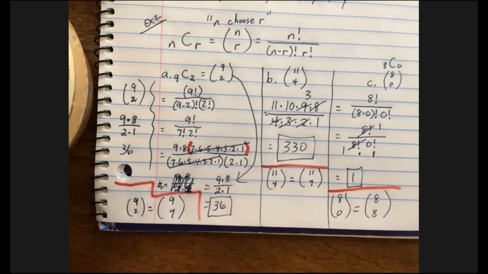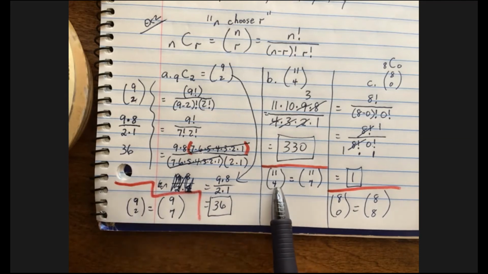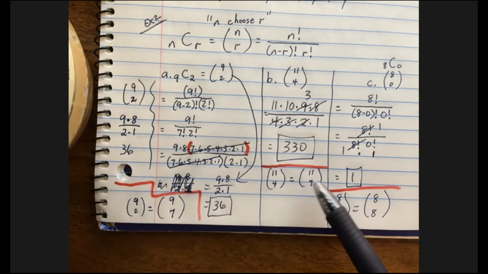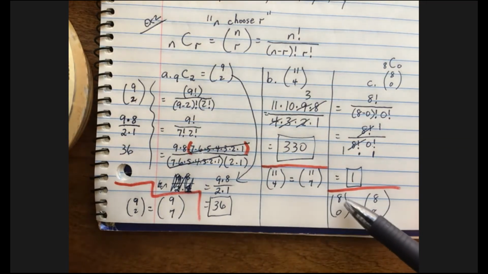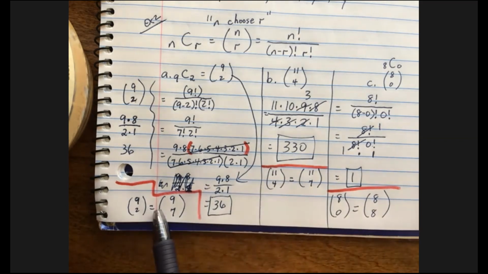And here's the reason why. Well, here's a shortcut to it, rather. 9 minus 2 is 7, just like 9 minus 7 is 2. 11 minus 4 is 7, just like 11 minus 7 is 4. 8 minus 0 is 8, just like 8 minus 8 is 0. So that's the trick for figuring out what combinations are the same.